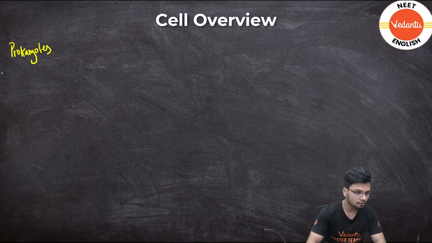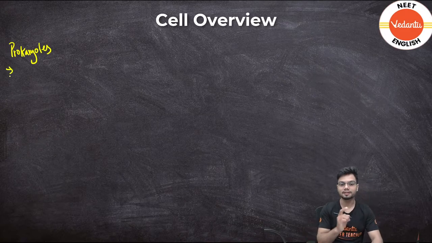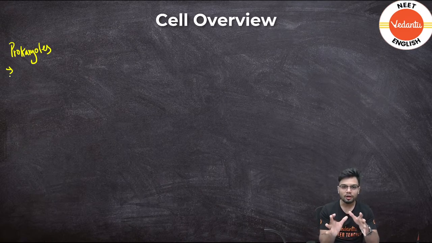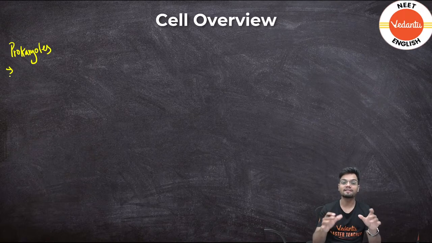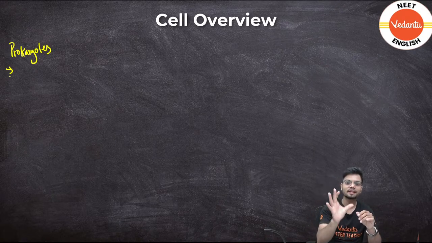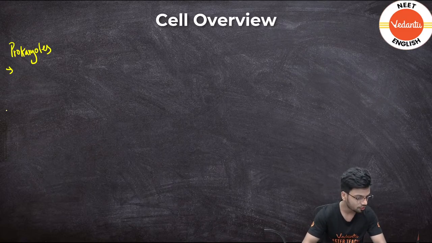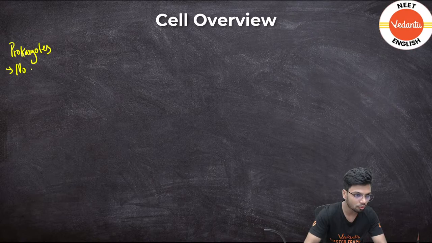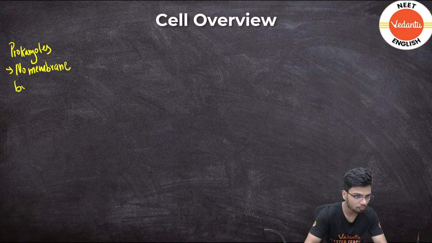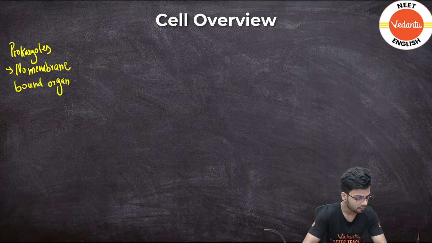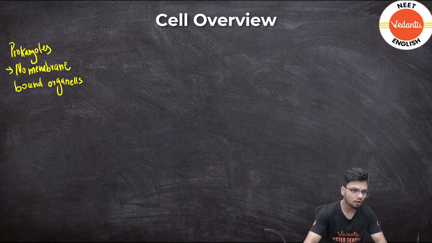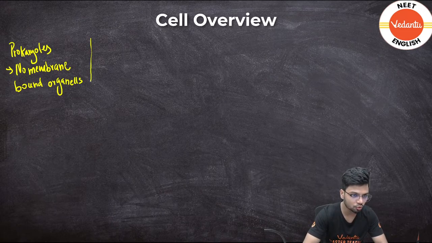Prokaryotes. The first point about prokaryotes: I want all of you to understand the basic division that the organelles in prokaryotes do not have any kind of membrane. They are like naked, they do not wear clothes. That is, no membrane-bound organelles. Yes, they do not have any membrane-bound organelles here. Now, what about eukaryotes?